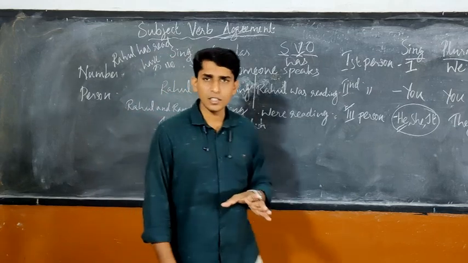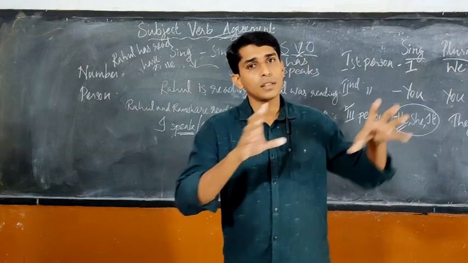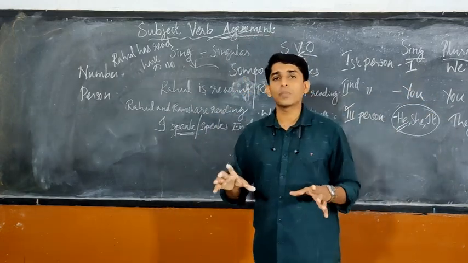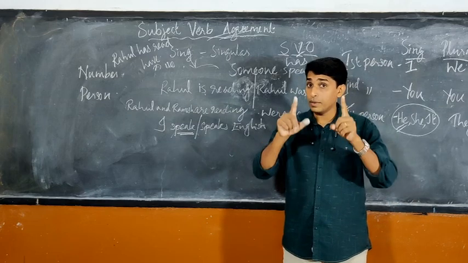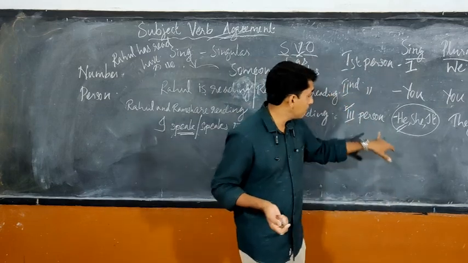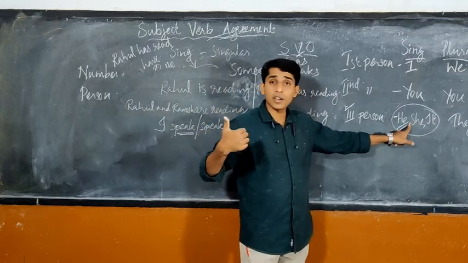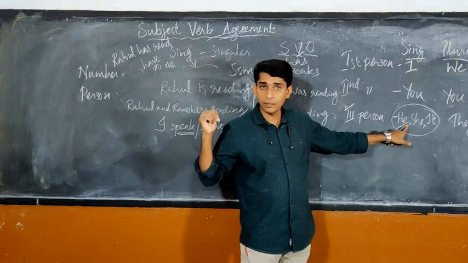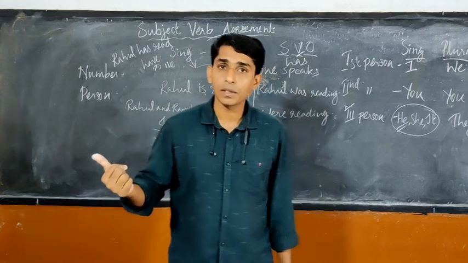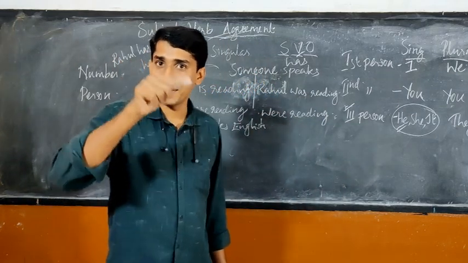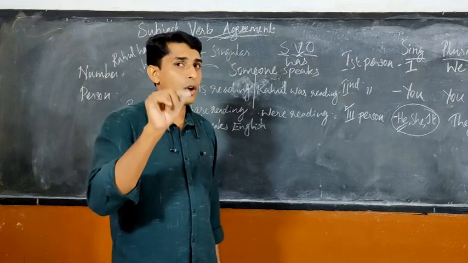So the main thing is like this. When the subject is singular, the verb should be singular. When the subject is plural, the verb also should be plural. This is what we have to keep in mind. This is applicable with the third person in present tense. In past tense also it's okay. That means past continuous: he was speaking, they were speaking. Rahul and Ramesh were speaking, but Rahul was speaking. This is how you have to learn.